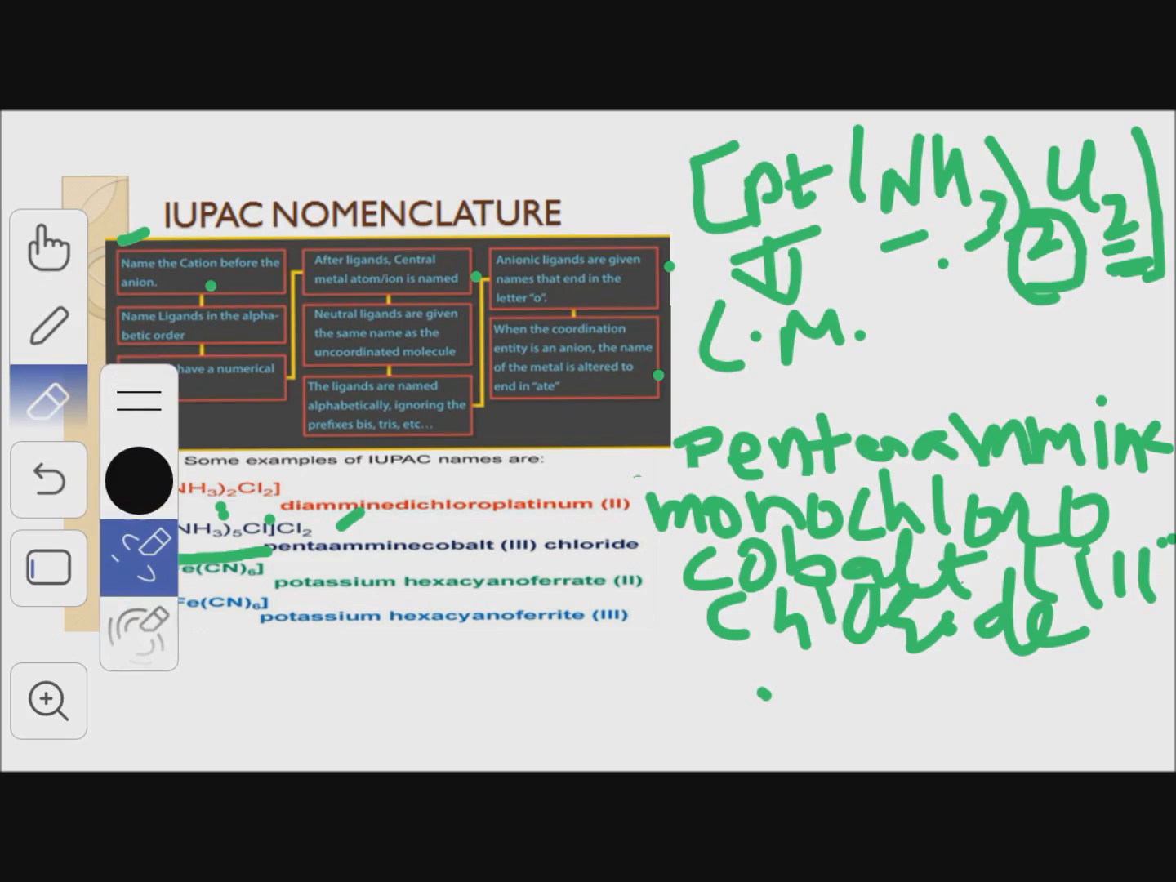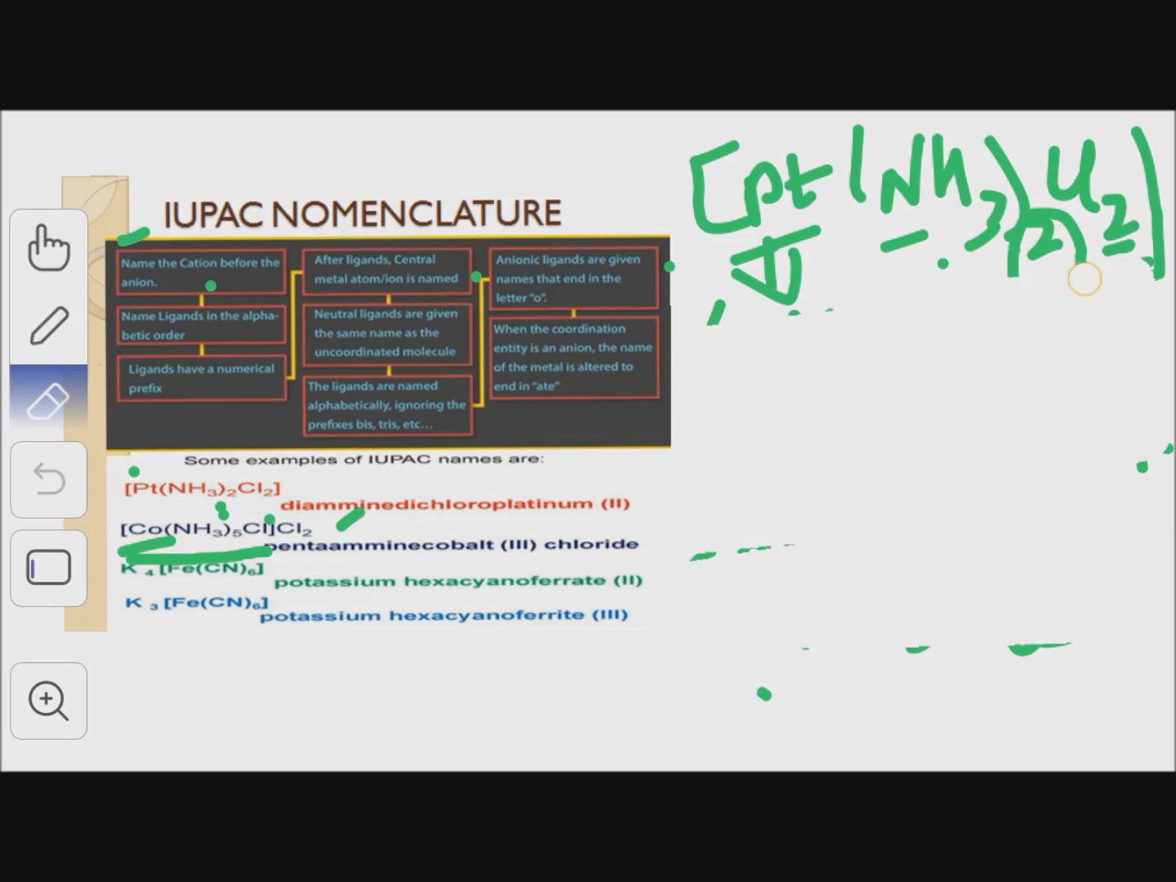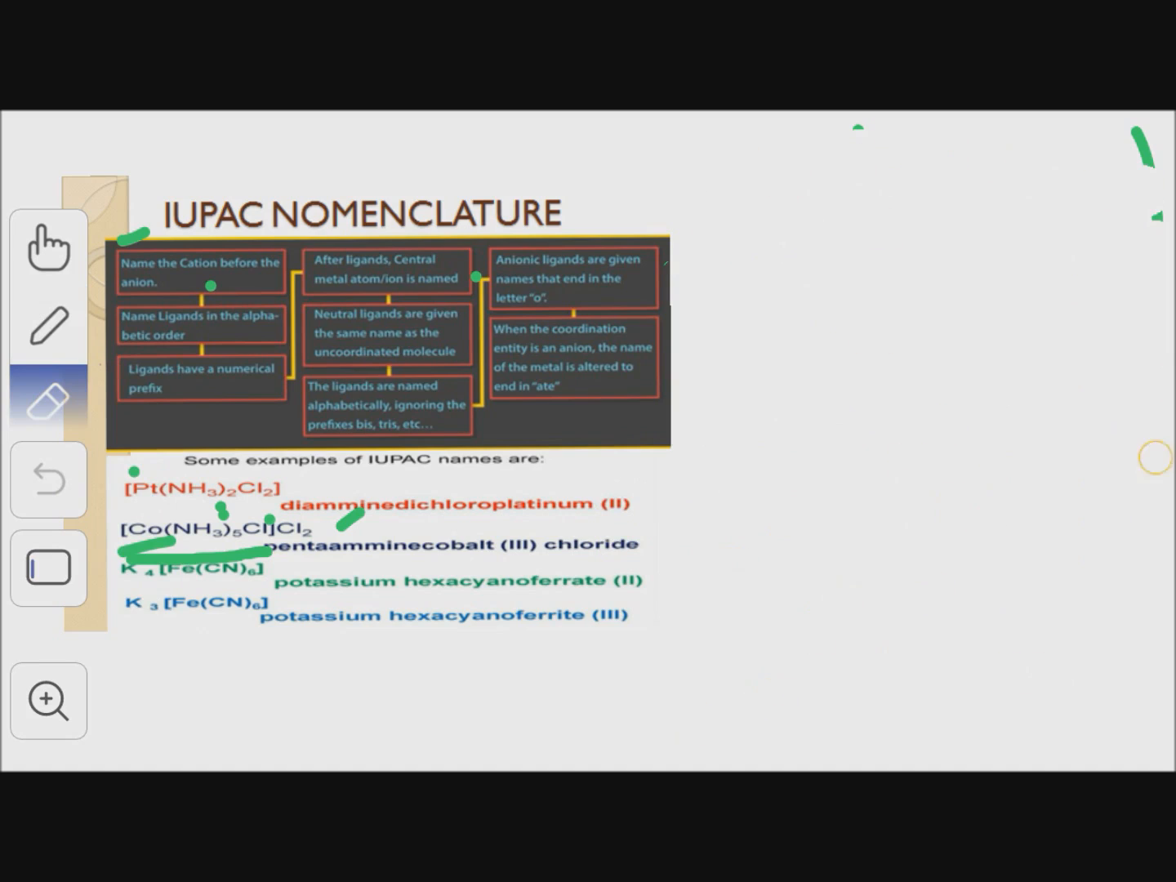And the next example is K4, here again we have two parts. One is K4, which is a cationic part, and the other one is this coordination sphere, which is the anionic part. And the name of the compound is potassium. First we write the name of the cationic part, which is potassium. Here its number is 4. We do not need to mention the prefix here. Only for ligands in the coordination sphere do we have to mention the prefix.